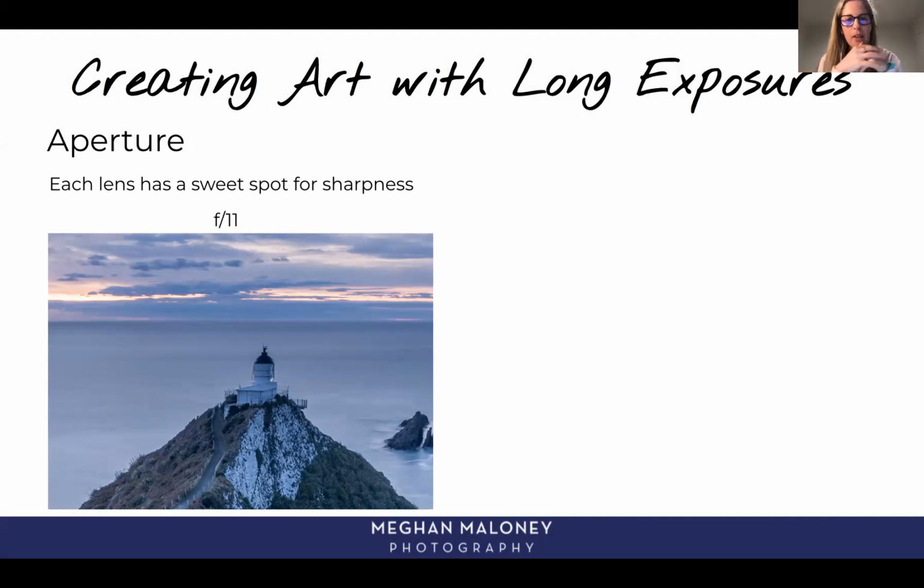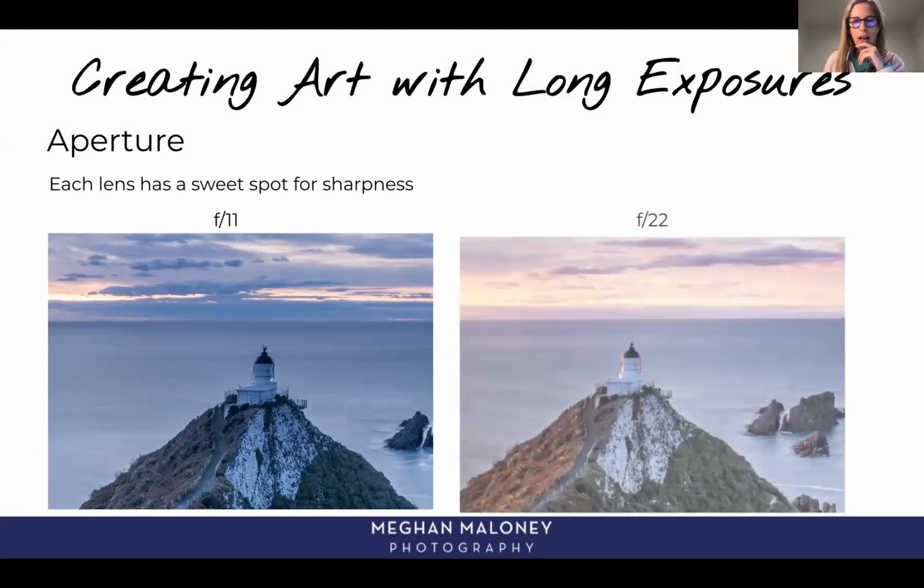Because that's the narrowest, but I don't know how easy it will be to see on the screen here, but there's quite a distinct difference in sharpness between the shot at f11 and the shot at f22. The closer you get down towards that narrow end of the aperture, you're starting to get what's known as diffraction, and it actually reduces the sharpness of your images.